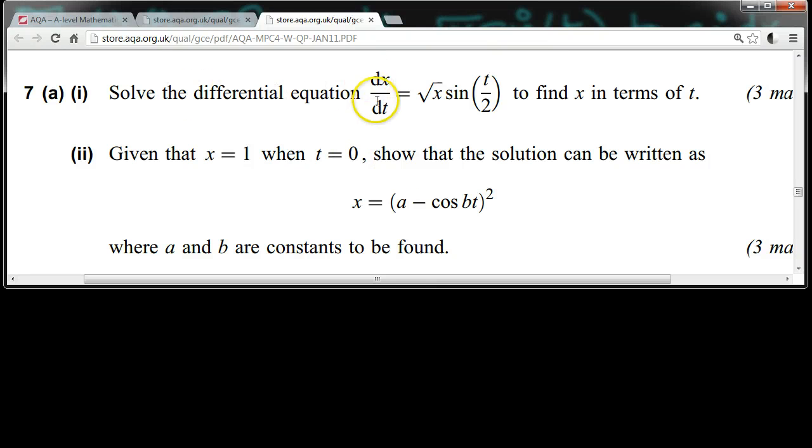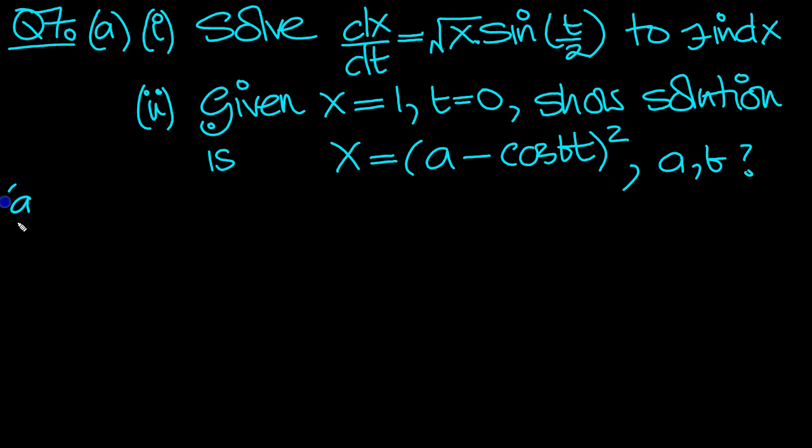Solve the differential equation dx/dt equals root x sine t over 2 to find x in terms of t. Given that x equals 1 when t is 0, show that the solution can be written as x equals (a minus cos bt) all squared, where a and b are constants to be found. So let's have a look at this then. Let's do part 1 then.